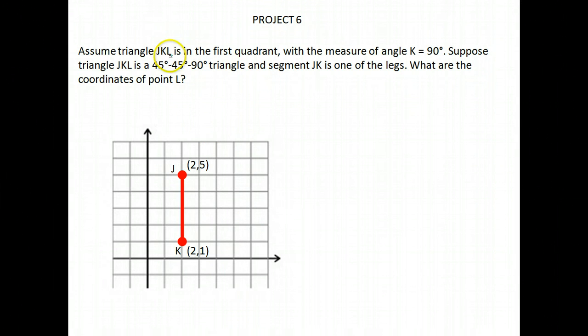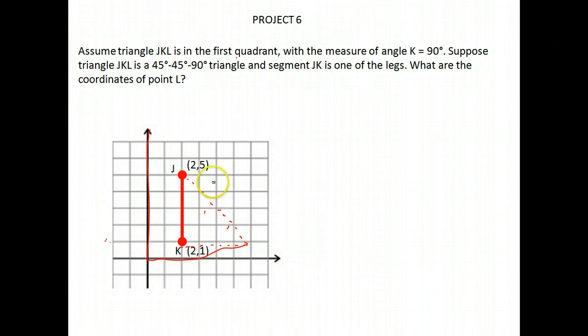It says to assume that you have a triangle JKL and it's in the first quadrant, so that means the entire thing is going to end up in the first quadrant, which is this section of the graph here, okay? With measure of angle K is our 90-degree angle, and the triangle is a 45, 45, 90. So somewhere over here, and I'm just going to make a rough sketch. I know I need to go this direction. The reason I know I need to go that direction is because if I go the other direction, I'll end up in the second quadrant, and I need to stay in the first because that's what it said.